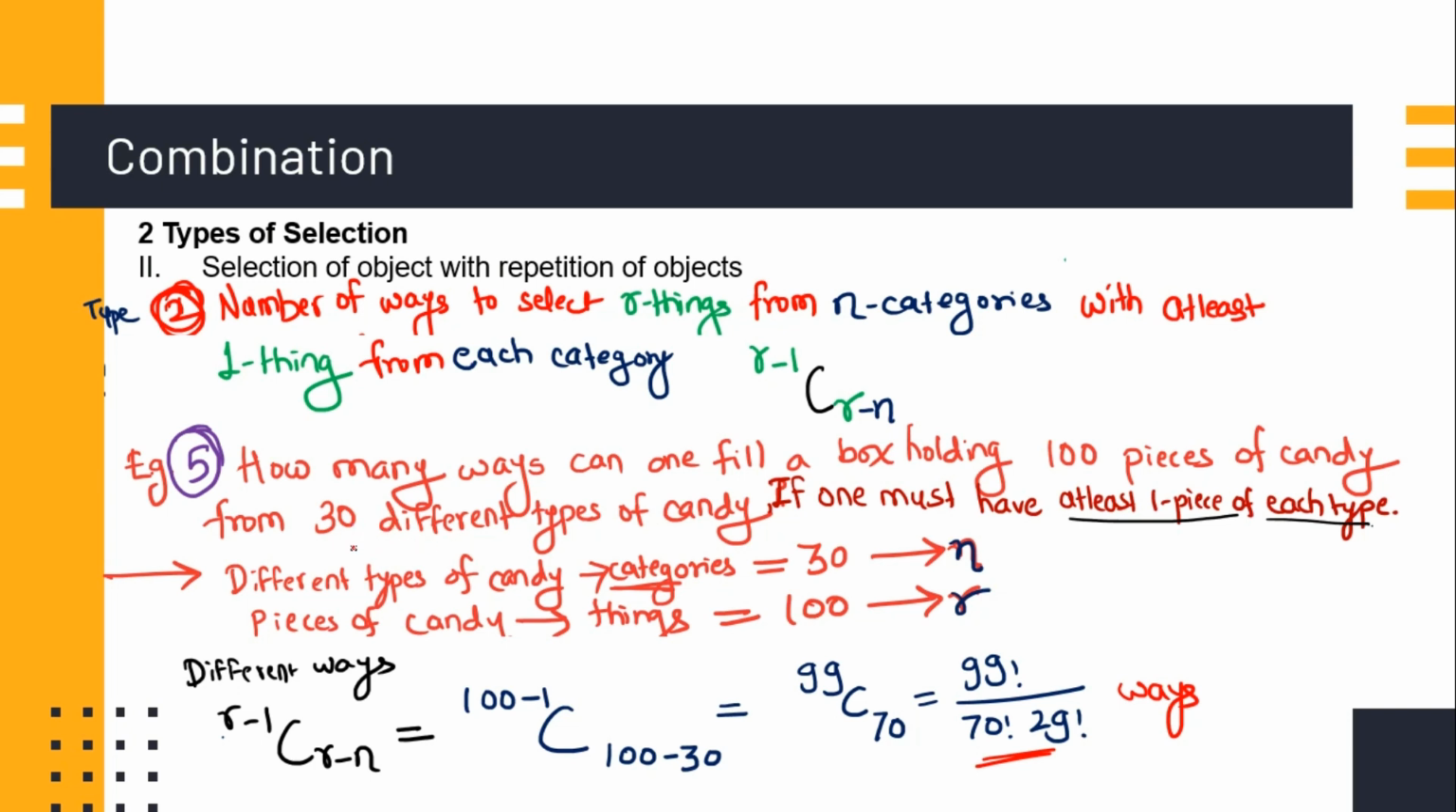So n is 30, and r is how many pieces we have to fill the box with, that is 100. Additionally, it is given that one piece has to be selected from each category, so we will use r minus 1 C r minus n ways. We will get 99 C 70 ways, which is 99 factorial divided by 70 factorial into 29 factorial. These many ways are there to select with at least one candy from each type.